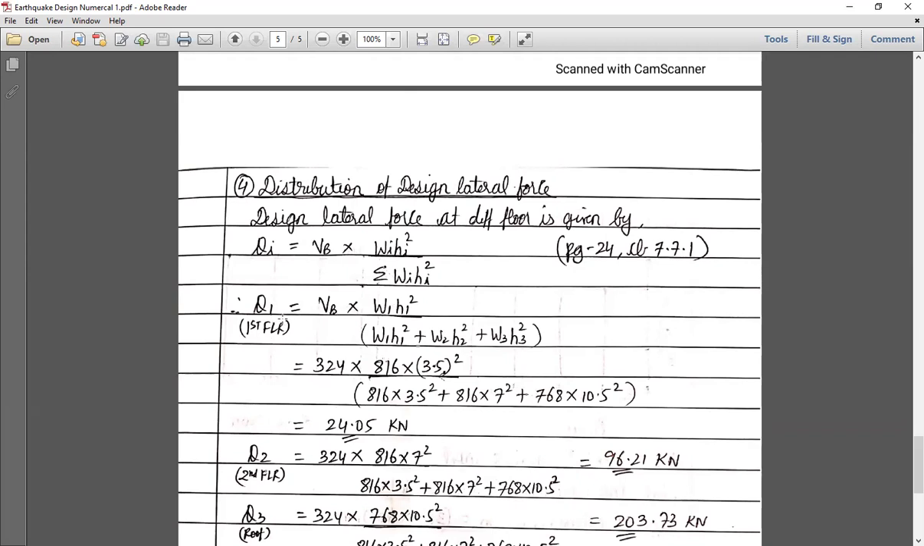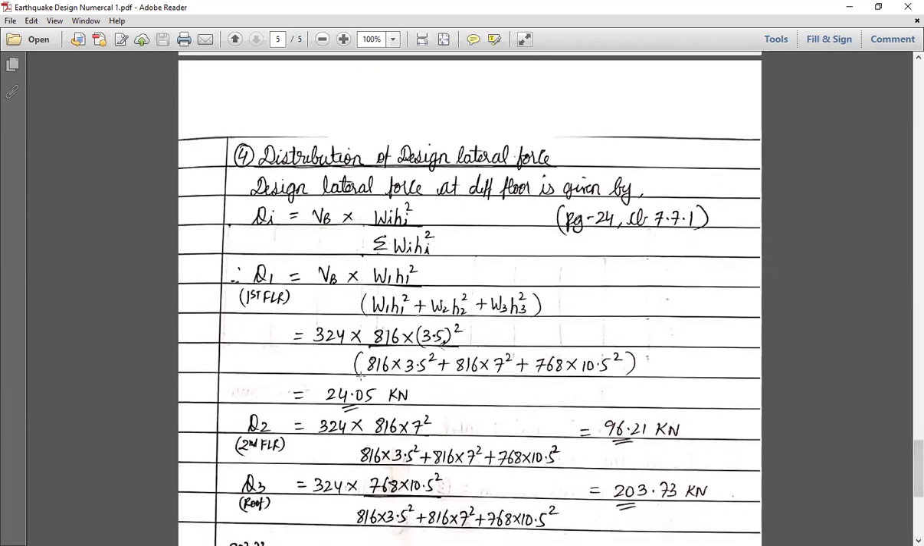So Q1 is found out by VB into W of the first floor we are talking about. Okay, so here I will become 1. So W1 into H1 square upon the denominator, which will be for the whole structure. Okay, total how many floors? 3 floors. So W1, W2 and W3. So now VB is 324. Now W1 is 816. H1 is 3.5. And this denominator is W1 into H1 square plus W2 into H2 square and so on, where H1 is from the base, the ground floor, H2 on the second floor will be 7 and on the roof it will be 10.5. So this Q1 we are getting as 24.5 kilonewton.